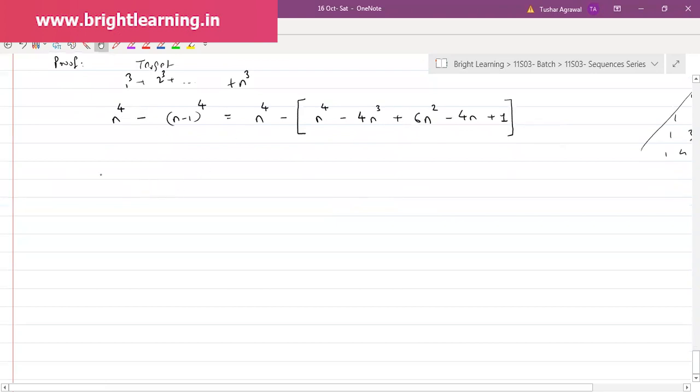So the identity that we will use here is n raised to 4 subtraction n minus 1 raised to 4. This identity is equal to 4n cube, addition 6n square, subtraction, wait, 4n cube minus 6n square, because here it is minus, the signs will change, addition 4n subtraction 1.